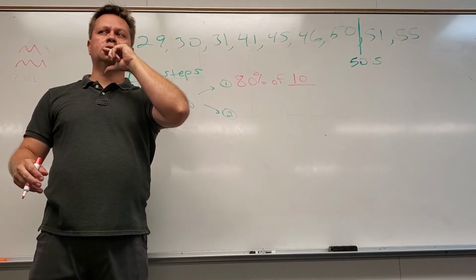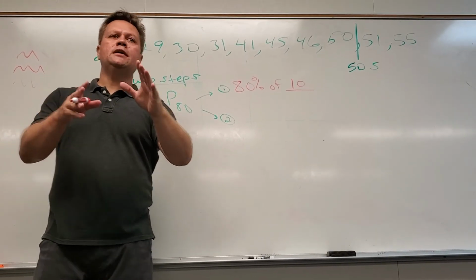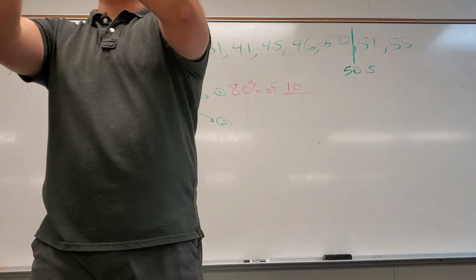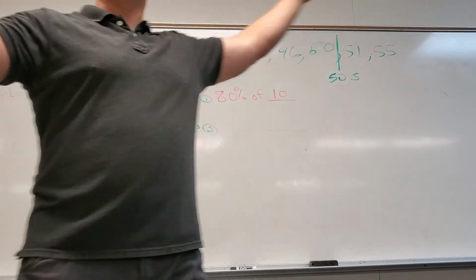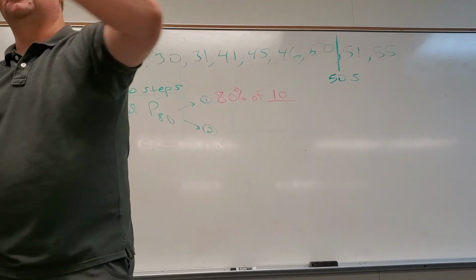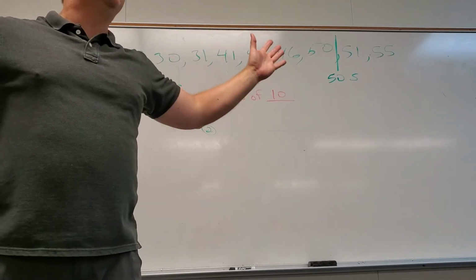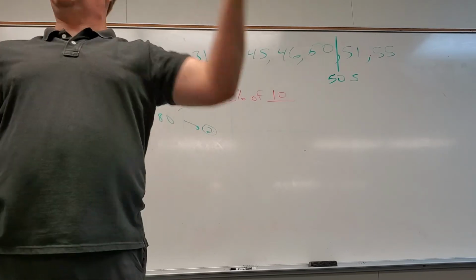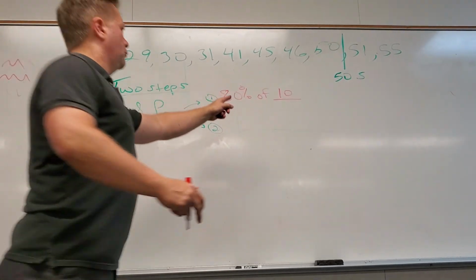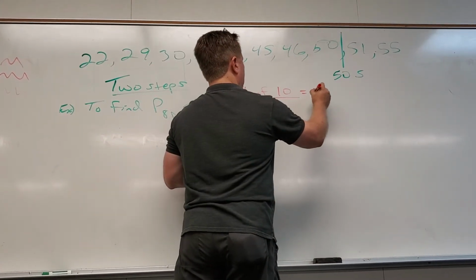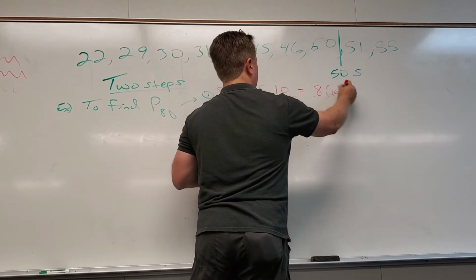Why does this make sense? Because where should P80 be? It should be 80% of the way into the list. Now, of course, the list has to be in order, or else I can make anything P80 just by changing the order around. No. So that's the first step. What is 80% of 10? 0.8 times 10.